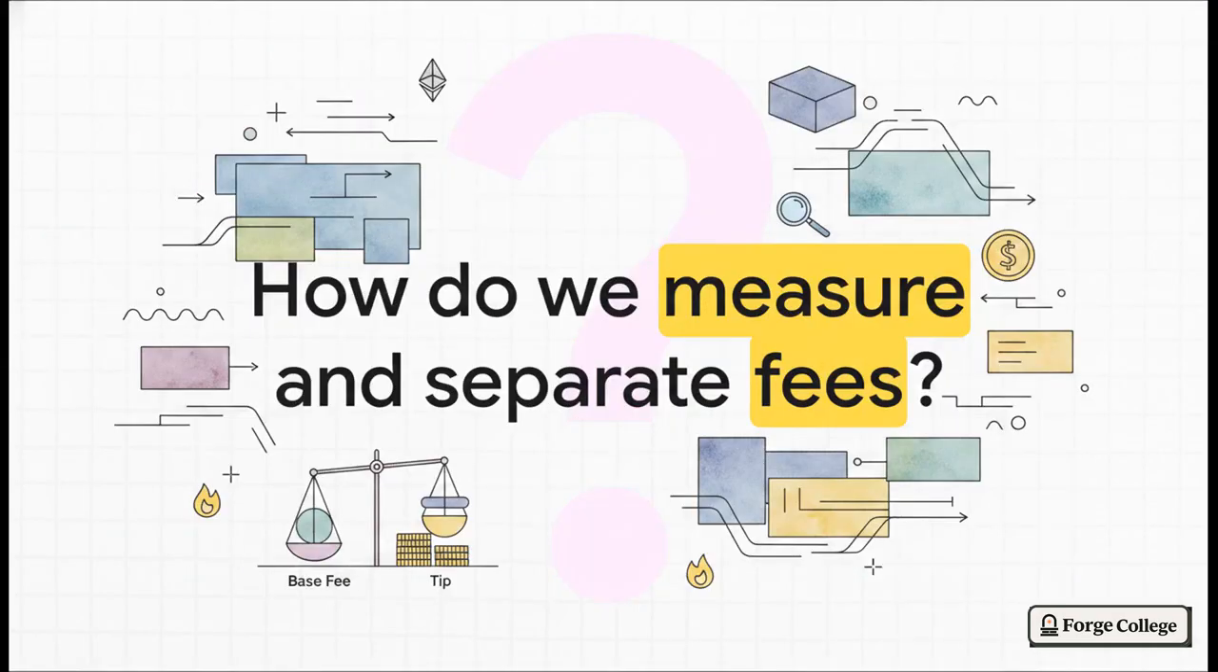Which leaves us with one final, pretty massive question. Right? We know what the base fee and the priority tip are conceptually, but how do we actually go in and measure and separate those components when we're looking at real live transactions on the blockchain? Well, you guessed it, that's exactly what we are going to tackle in our next lesson, fee components and how to measure them.